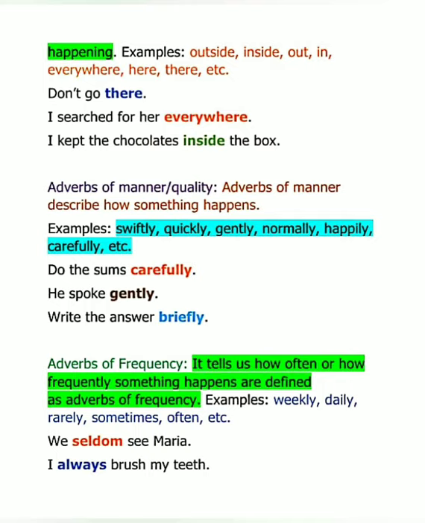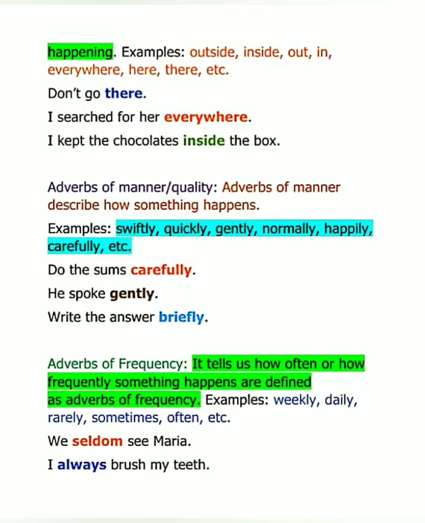Now comes adverbs of frequency. So it tells us how often or how frequently something happens. Okay, and it answers the question how many times. For example, weekly, daily, sometimes, often, etc. Let's see some sentence examples.